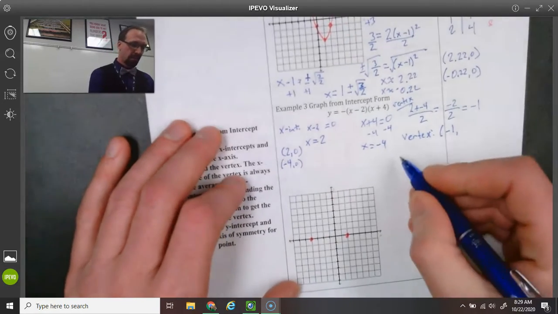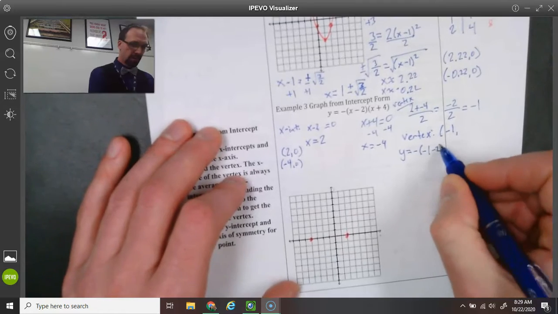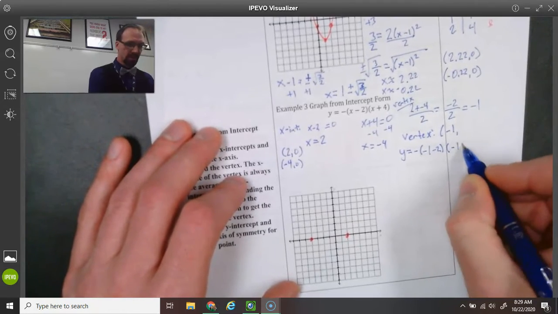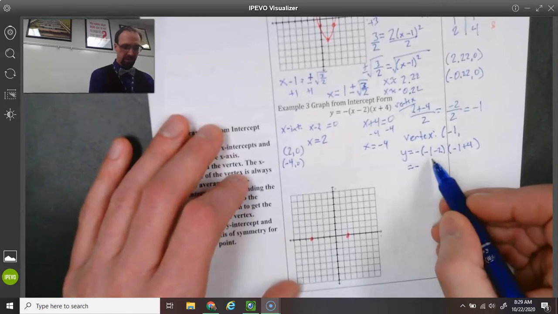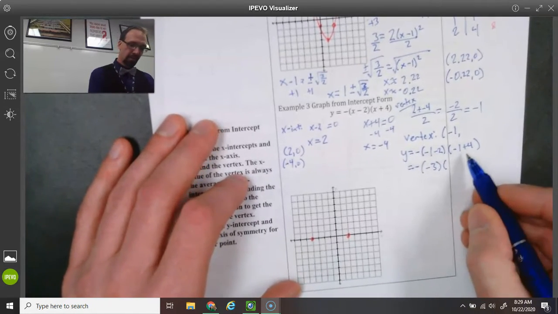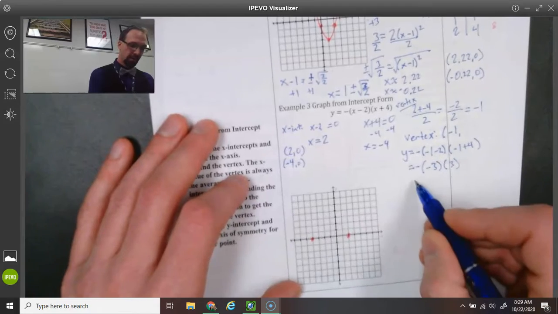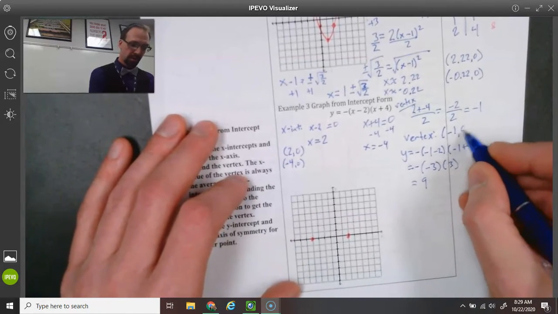So I'm going to plug in: y equals the opposite of negative 1 minus 2 times negative 1 plus 4. The opposite of negative 1 minus 2 is negative 3, wait, that's positive 3. Negative 1 plus 4 is 3, so that's positive 3 times 3, which is 9. So I'm going to have (-1, 9).